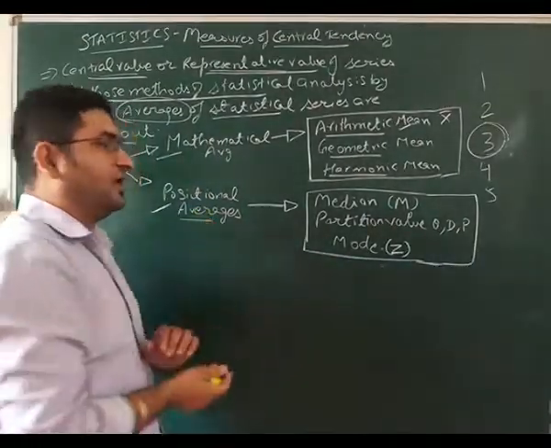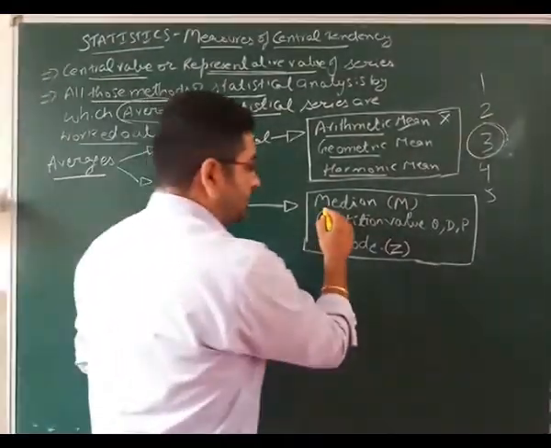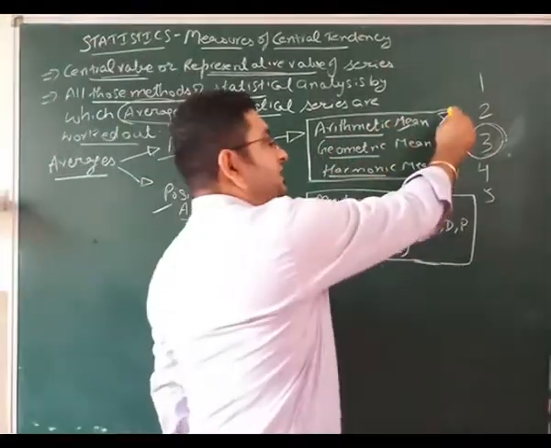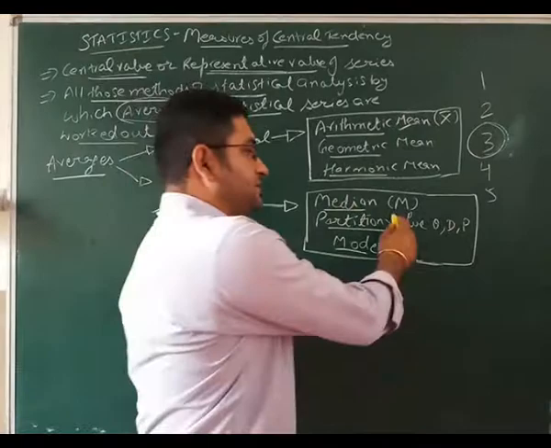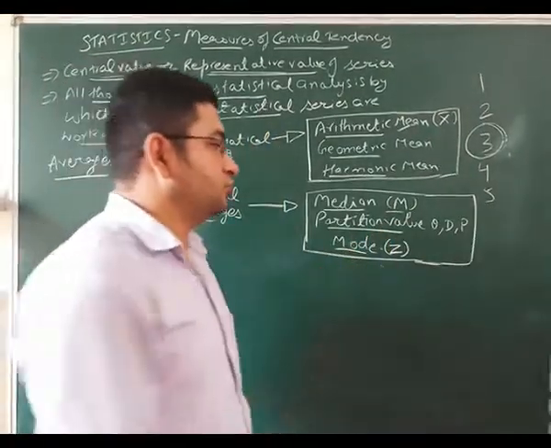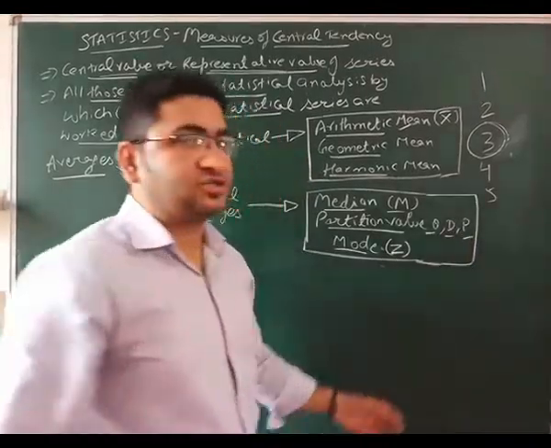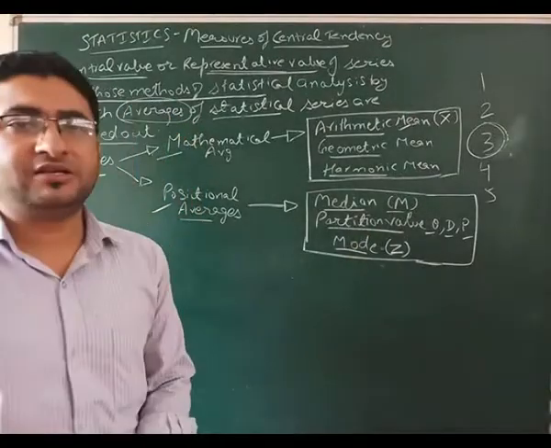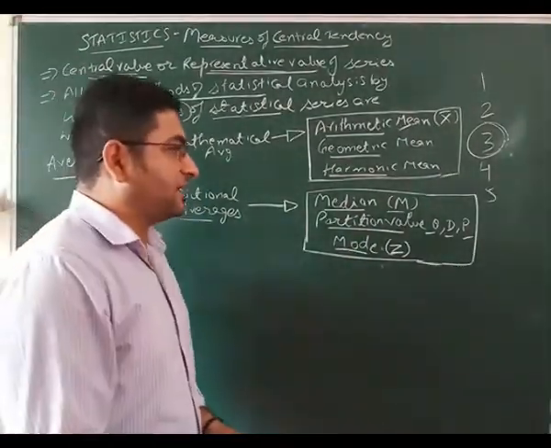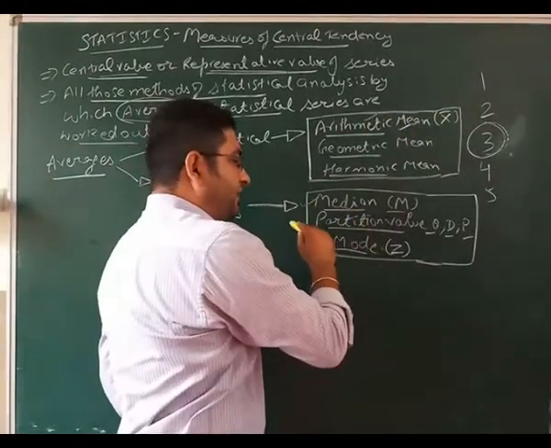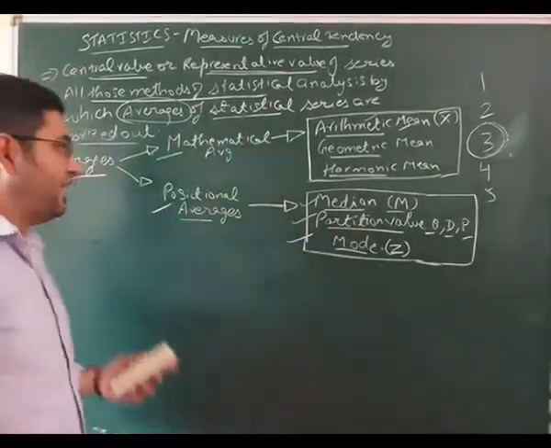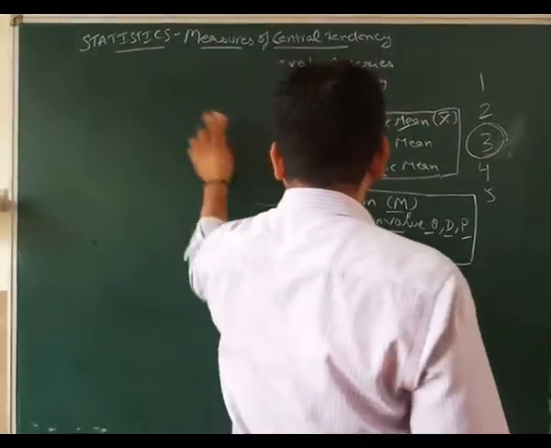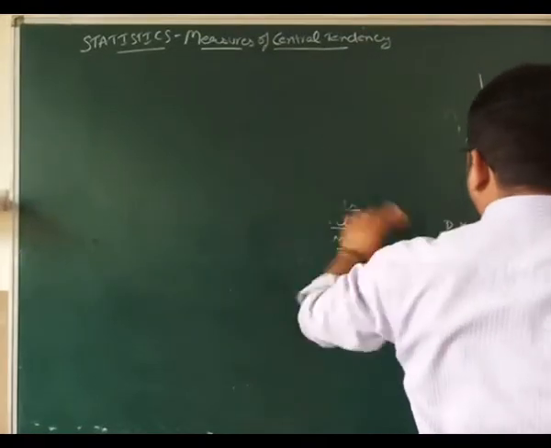Next comes the positional average. Positional average includes three things: median, partition values and mode. Arithmetic mean is represented by x bar, median is represented by M, partition values are quartiles, deciles and percentiles, represented by Q, D and P respectively, and mode is represented by Z. Now in our syllabus we have arithmetic mean, median, partition values and mode. So in layman's language, let us understand what and how these values are calculated for a particular series.